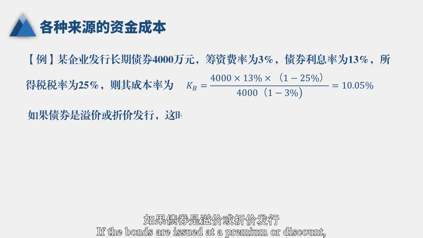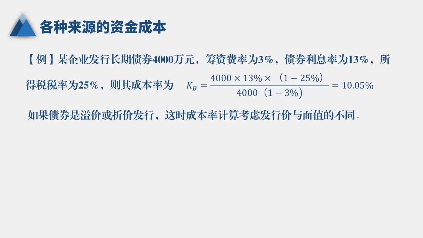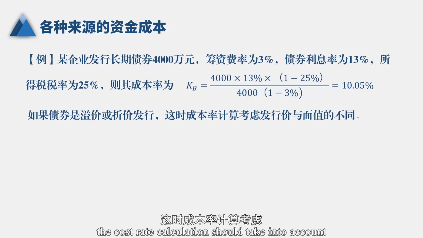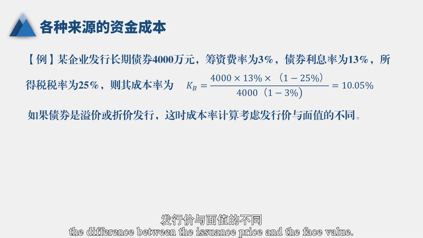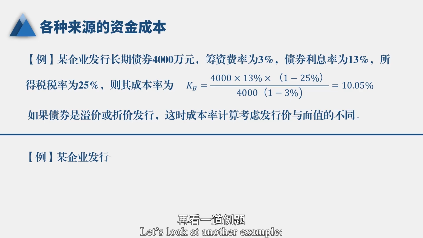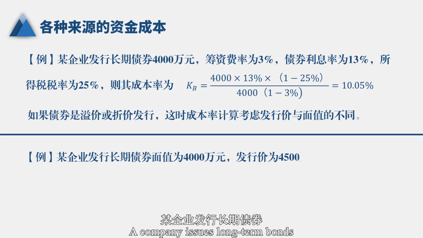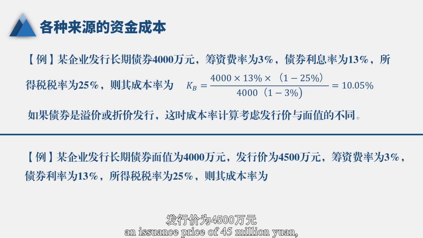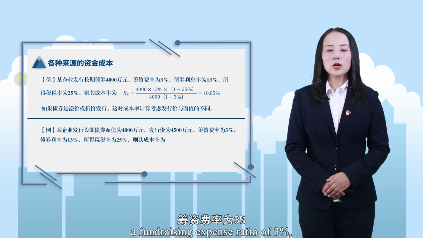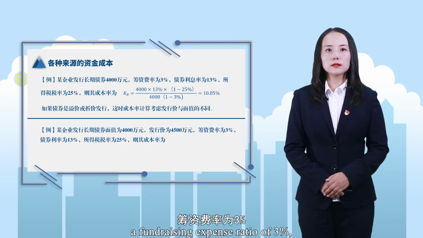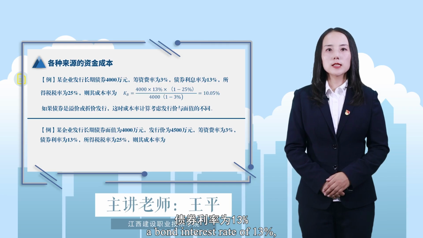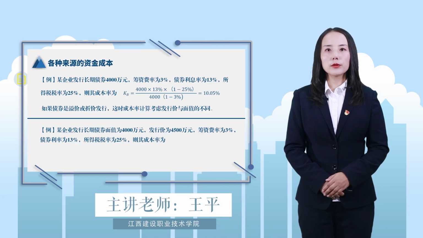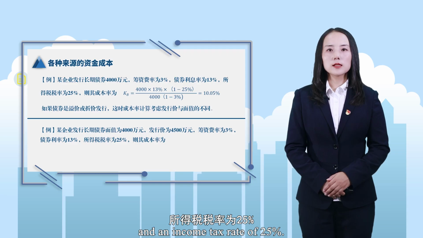If the bonds are issued at a premium or discount, the cost rate calculation should take into account the difference between the issuance price and the face value. Let's look at another example. A company issues long-term bonds with a nominal value of 40 million yuan, an issuance price of 45 million yuan, a fundraising expense ratio of 3%, a bond interest rate of 13%, and an income tax rate of 25%.